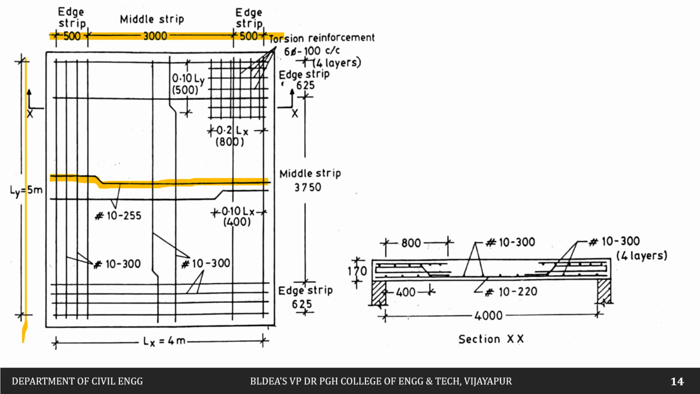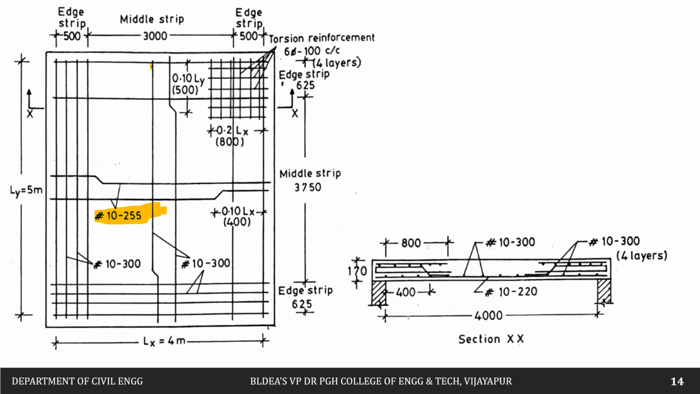Along the short span we have designed the reinforcement and we are going to provide alternate bent up bars. This is bent up and this is straight. So here this is straight and this is bent up. Therefore we have provided the bent up bar and we have calculated the reinforcement along the shorter span, that is 10 mm bars about 255 mm center to center.